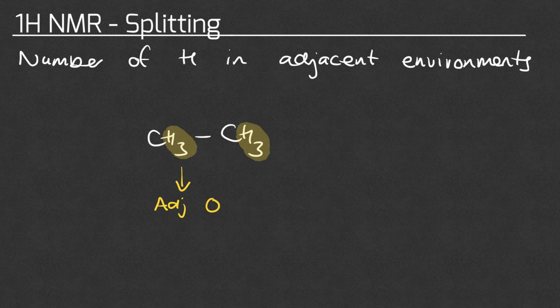So if I'm looking at the yellow environment here, I can't count any yellow hydrogens when I'm looking at adjacent hydrogens because they're not actually adjacent, they are the same hydrogen. So there are no hydrogens which aren't yellow on an adjacent carbon to this environment, therefore there are 0 adjacent hydrogens.